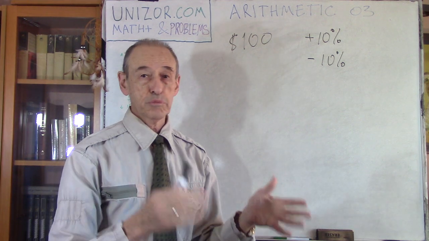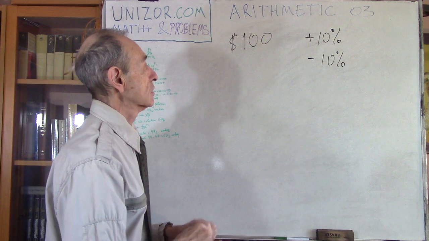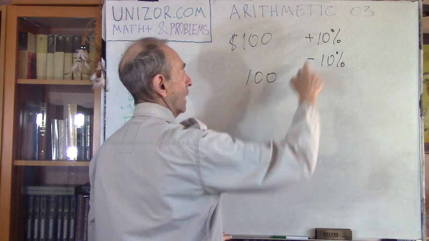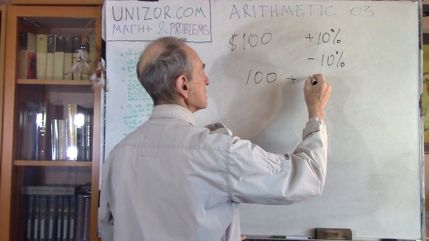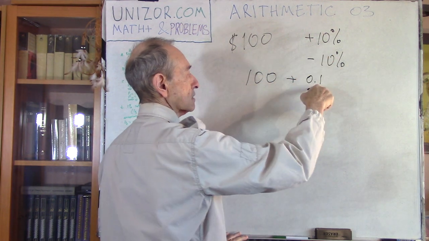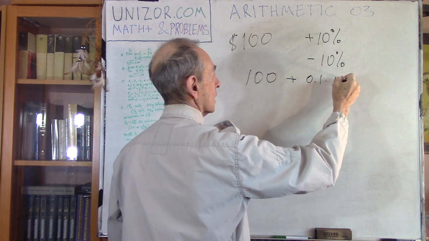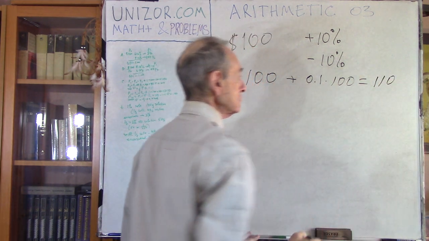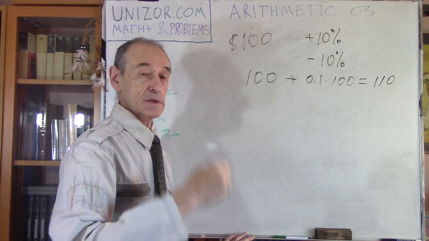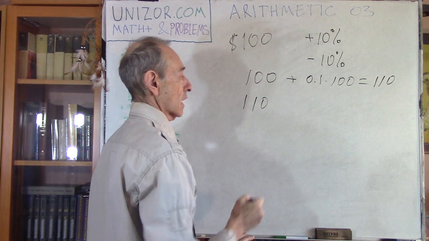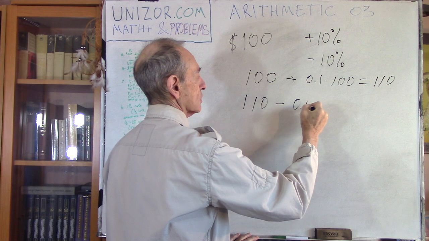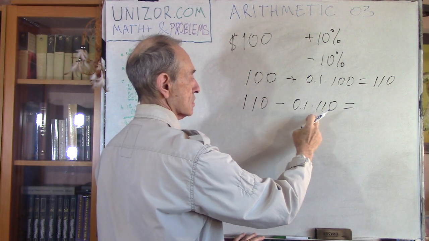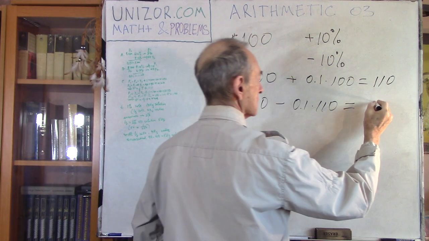Okay, so that's where you have to pause the video and do it yourself, and then you can just continue with doing whatever I'm doing. So let's just calculate. If you had $100 and you add 10% to this price, it would be plus 0.1, because 10% is 10 hundredths, times 100. And that would be what? This is 10, so it's $110. That's the first increase. Now, then the decrease, what do we have? We have 110 minus 10%, which is 0.1 times 110. And what will be the result? Well, this is 1/10 of 110, which is 11. So 110 minus 11 is 99.